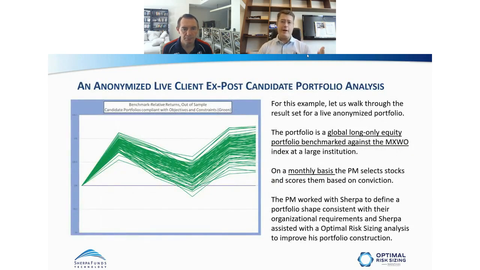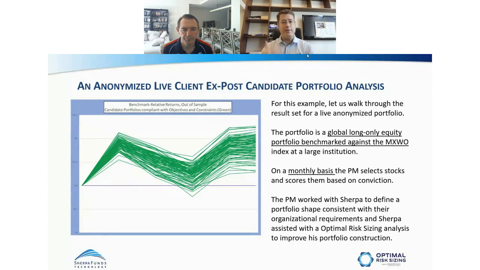So before we kick off here, what we're going to talk about today is a live ex post, real analysis of a client candidate portfolio. What we're going to look at here is a long-only global equity portfolio. All of our statistics, all of our data, all of our returns are going to be in benchmark-relative space. It's a long-only benchmark portfolio. What we look at with this PM is their data on a monthly basis.